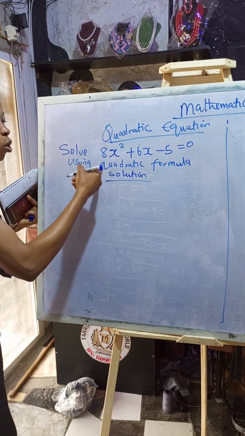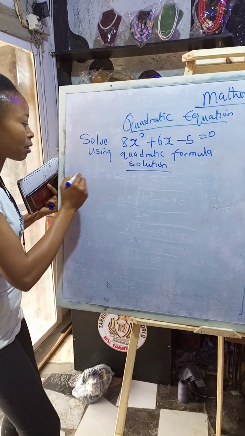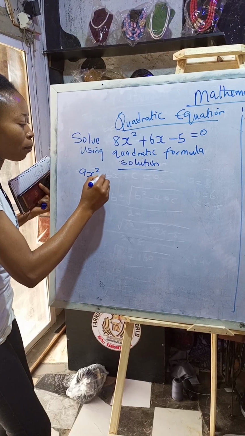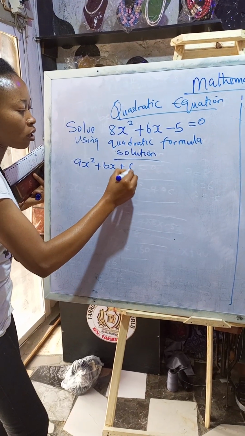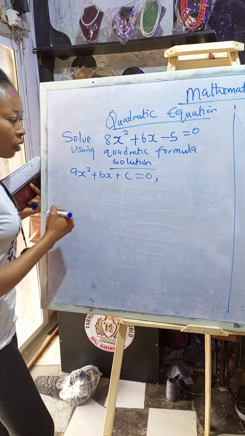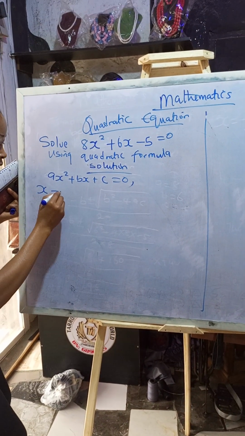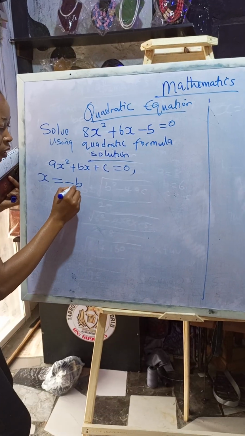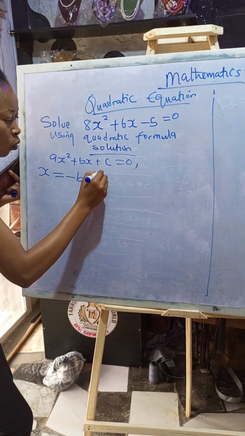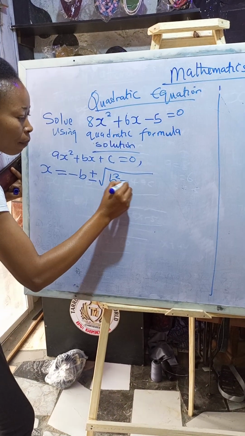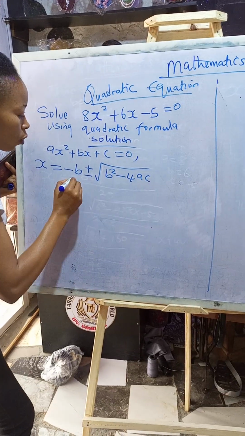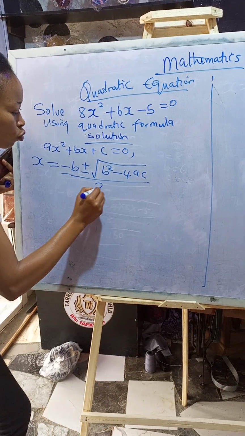So in this case, they said using quadratic formula, so you must use what you are asked to use. And what does the quadratic formula state? It states that when you have ax squared plus bx plus c equal to 0, to find x, you use the formula x equals minus b plus or minus square root of b squared minus 4ac, all over 2a.